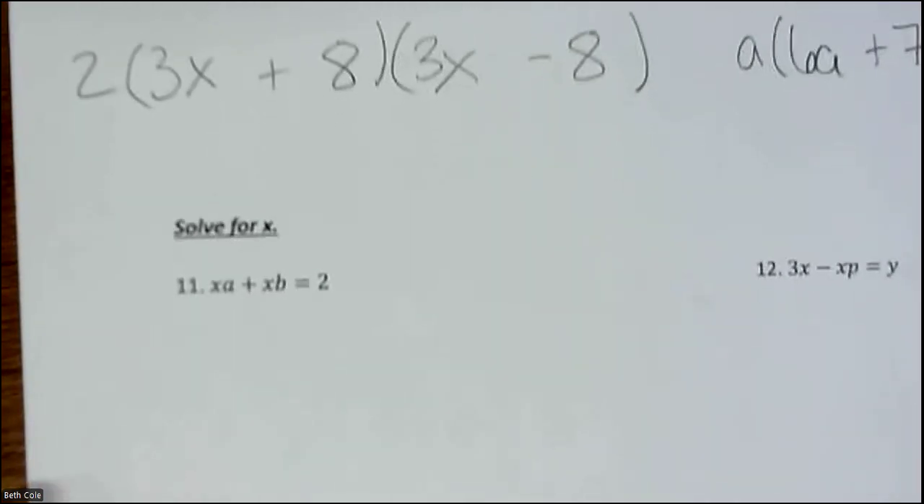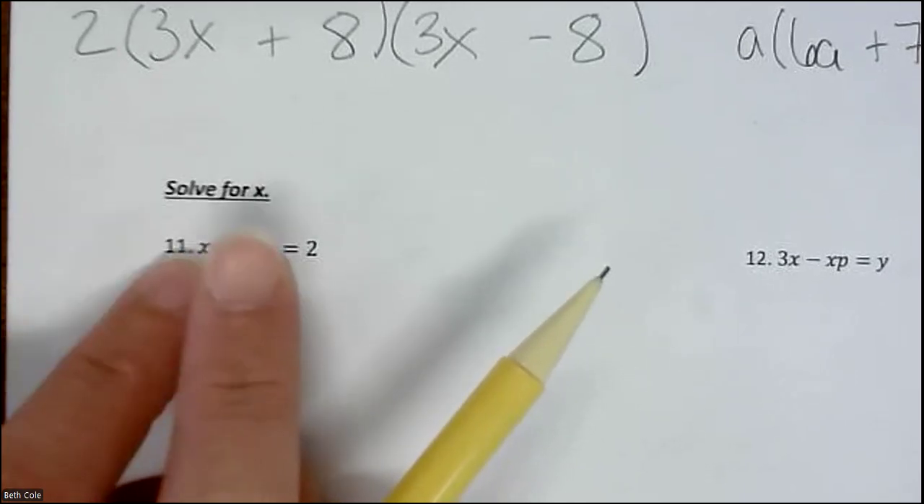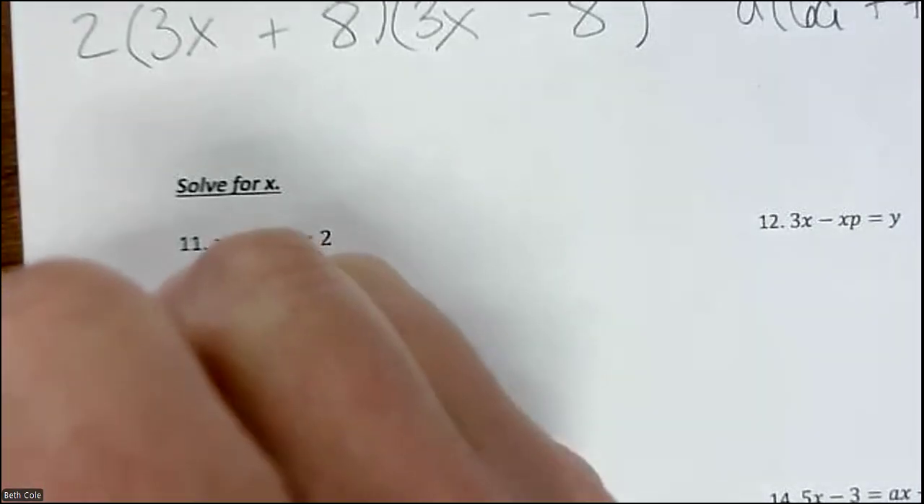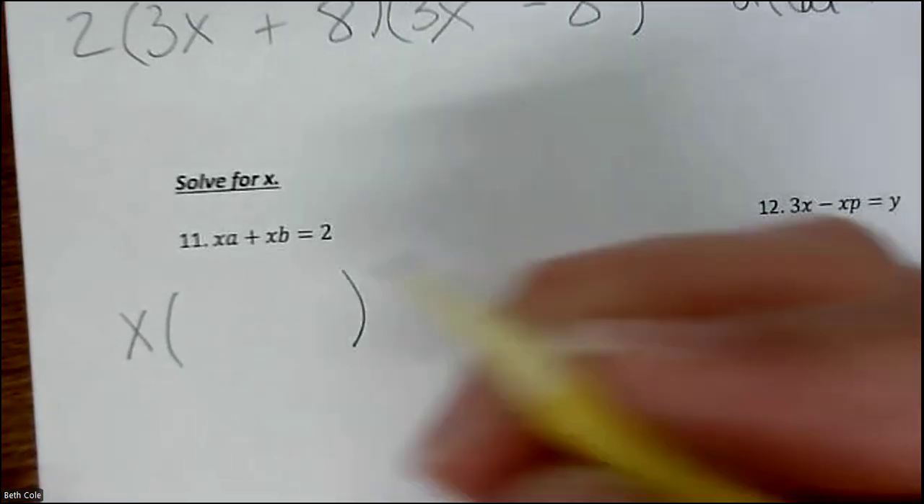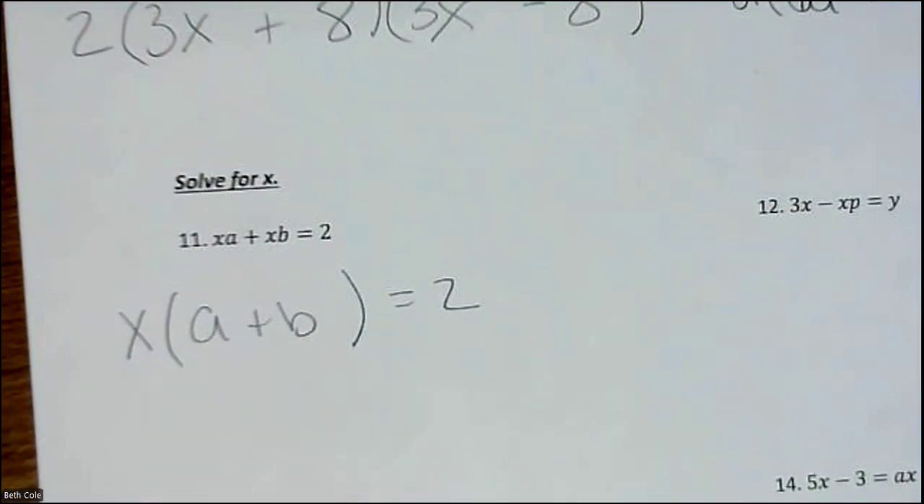So these ones say solve for x. Notice that there is an x in both of these terms. So that is your greatest common factor that you're going to factor out. So what you're going to do is put x, put your parentheses, and you're undistributing the x. You're taking the x out. So what's left? A plus b, kind of just the other stuff that's there, equals 2. Good job. There's only one more step to get x by itself.